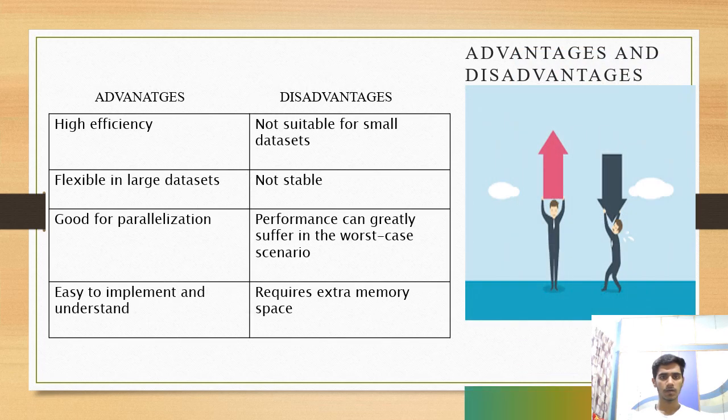Here are some advantages and disadvantages of quicksort. Advantages: it is highly efficient, it is flexible in large data sets, good for parallelization, it is easy to implement and understand. Moving on to its disadvantages: not suitable for small data sets, it is not stable, performance can greatly suffer in worst case scenario, it requires extra memory space.